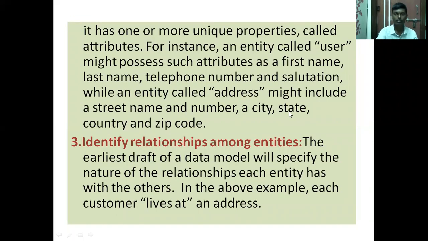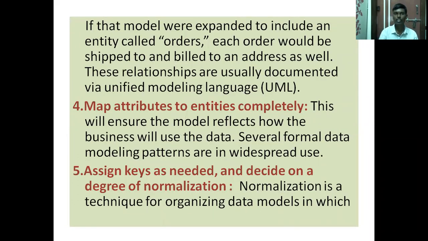Next, in the above second step, there are two entities, user and address. For example, two or more users can have the same address, meaning a related family. That is the relationship which I have mentioned before. Next, in the third step, if that model were expanded to include an entity called orders, each order would be shipped to and billed to an address as well.